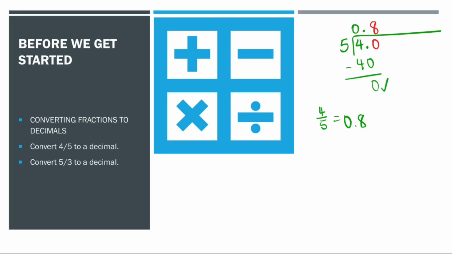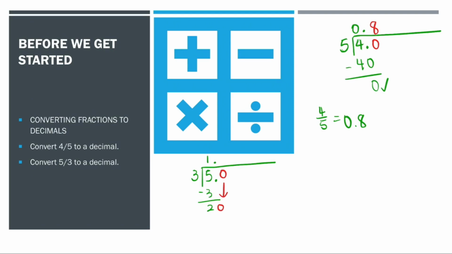It just changes the form, because you can use fractions, decimals, or percentages to represent a part of the whole. If I was to do 5/3, same thing. I do 5, and then I put a 3 on the outside. This time 3 does go into 5. It goes into there once. So 5 minus 3 is 2. 3 doesn't go into 2 anymore, so I do the same thing. I put a 0 there.